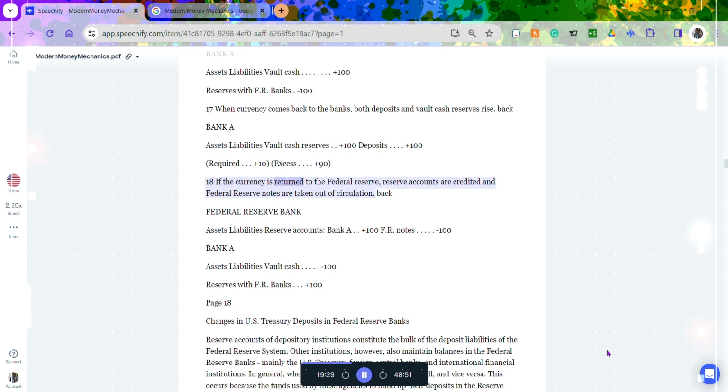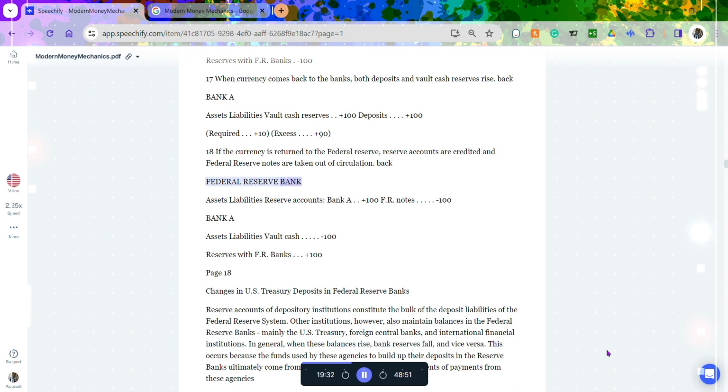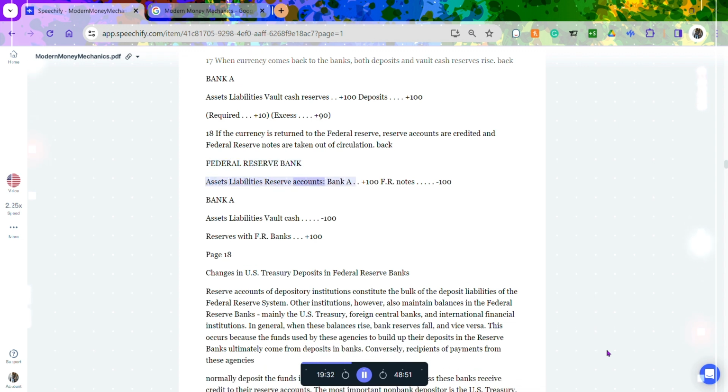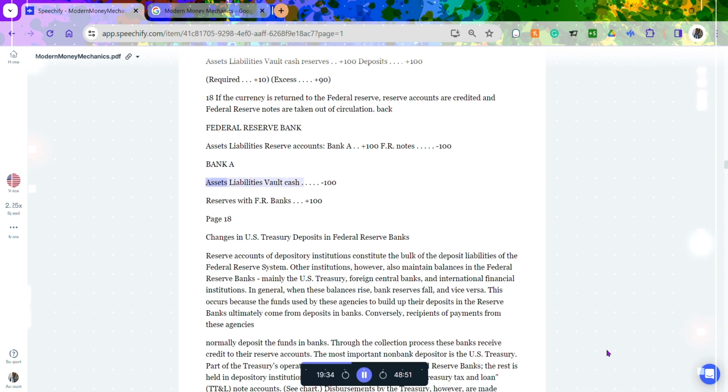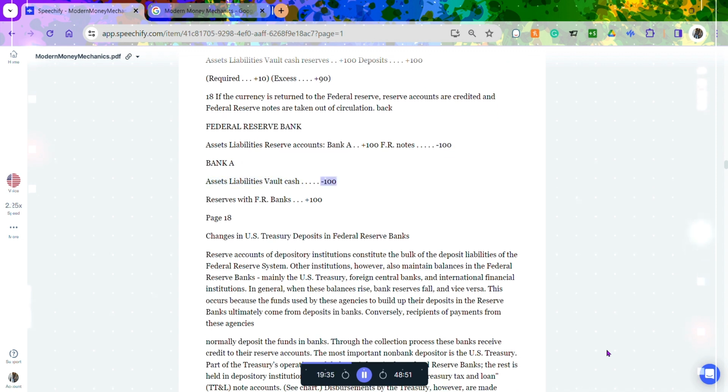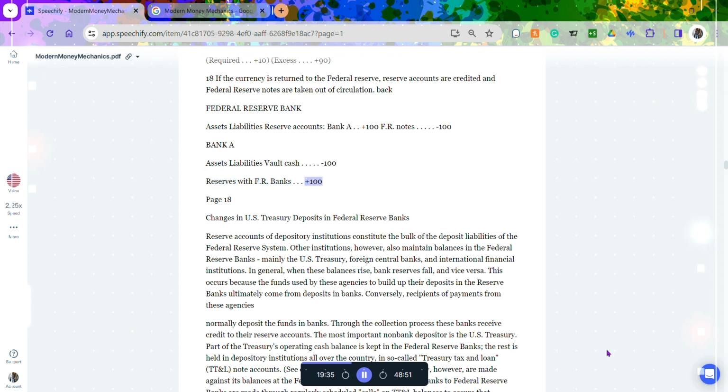18. If the currency is returned to the Federal Reserve, reserve accounts are credited and Federal Reserve notes are taken out of circulation. Federal Reserve Bank: liabilities, reserve accounts, Bank A, plus 100; FR notes, minus 100. Bank A: assets, vault cash, minus 100; reserves with FR banks, plus 100.